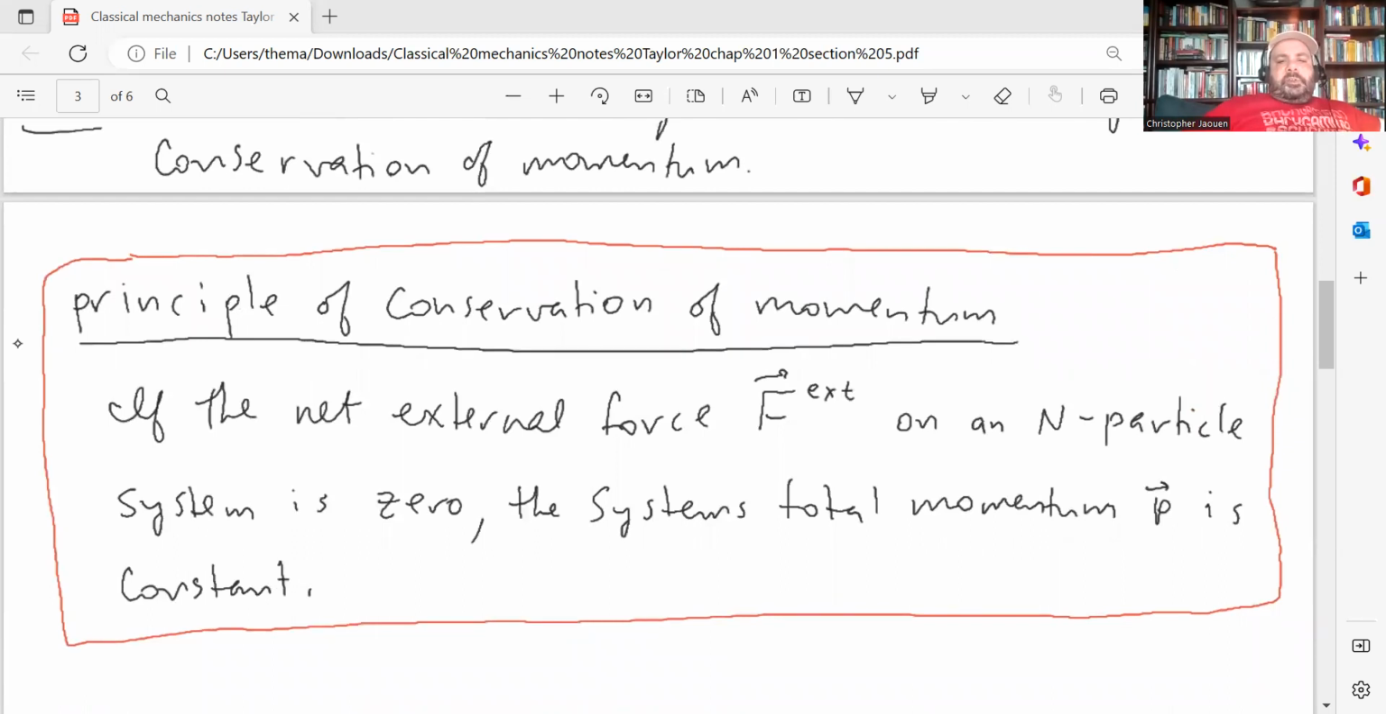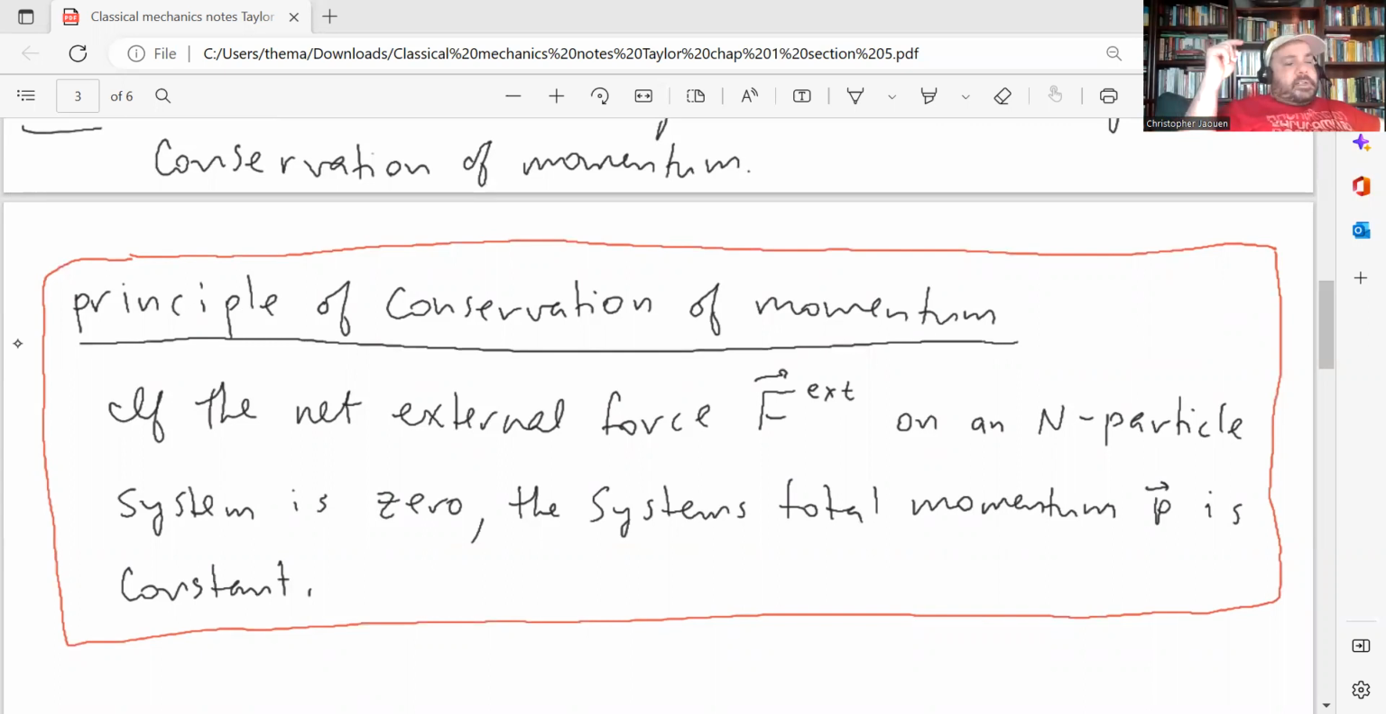If the net external force, which the book denotes like this, F raised to the superscript EXT, that means the external force on an n-particle system is 0, the total momentum P is constant. So P, remember, is the momentum of a particle, which is defined to be the mass of the particle times its velocity.